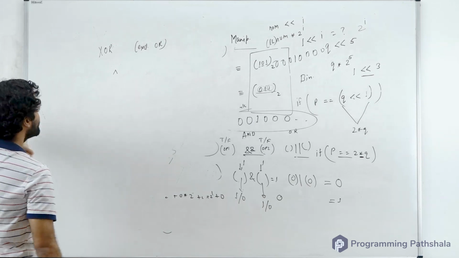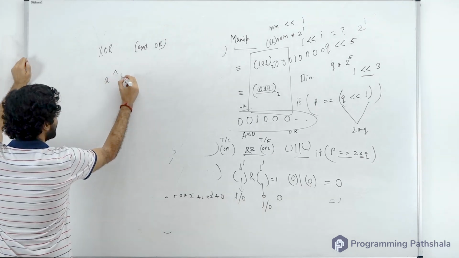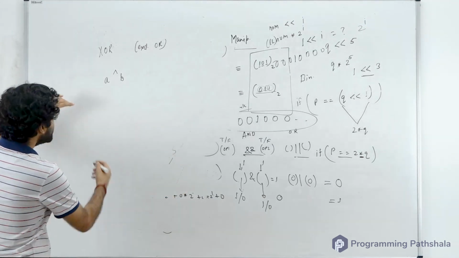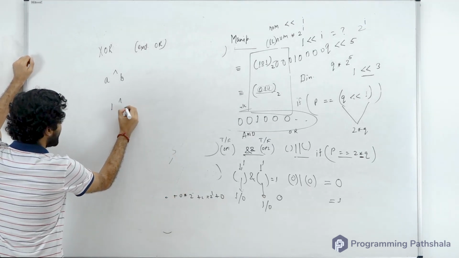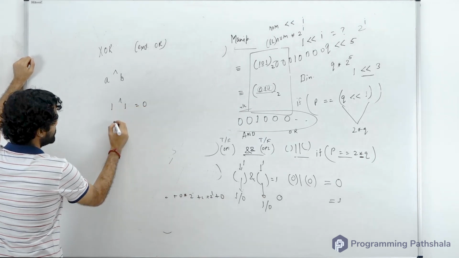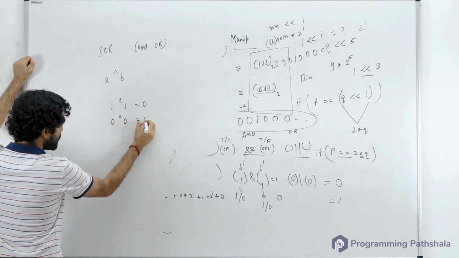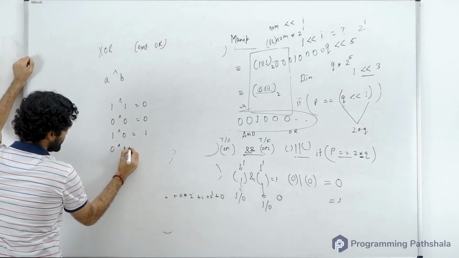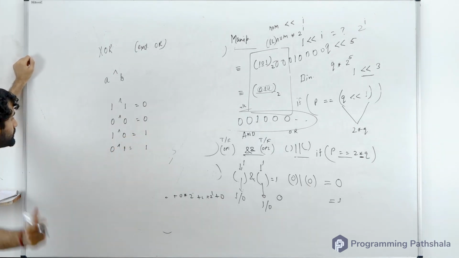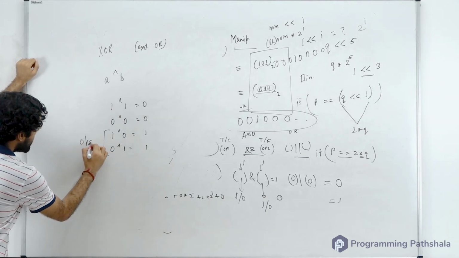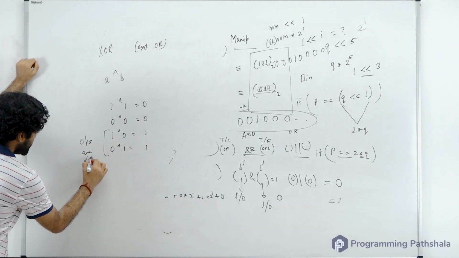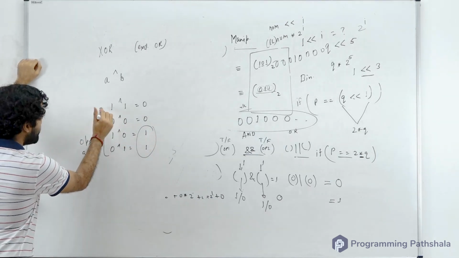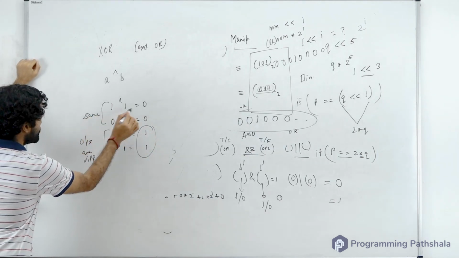You can take XOR of A and B, and again this happens at the level of bits. If there are two bits, 1 and 1, then the XOR will be 0. 0 and 0, the XOR will be 0. If it is 1 and 0, then it will be 1. If it is 0 and 1, then it will be 1. So what is the rule of thumb? If the operands are different, then the result is 1, and if the operands are the same, then the result is 0.